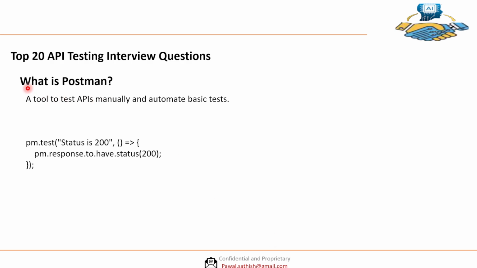Okay, so the next question is what is Postman? Postman is a tool to test the API manually and automate the basic tests. So basic verification we can do like pm.test, then status is okay. Then we'll get the response to have status 200, then it will pass.